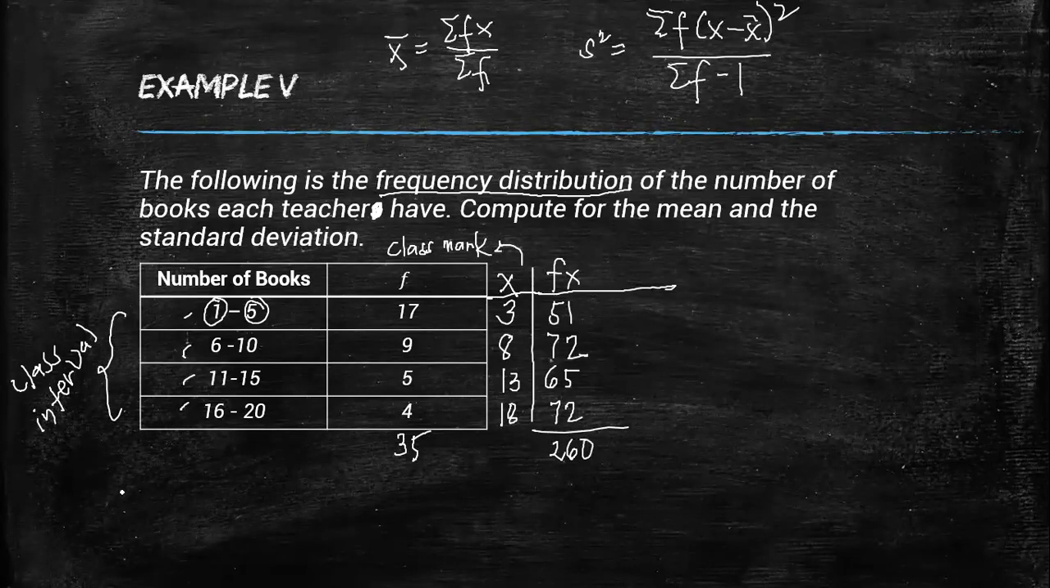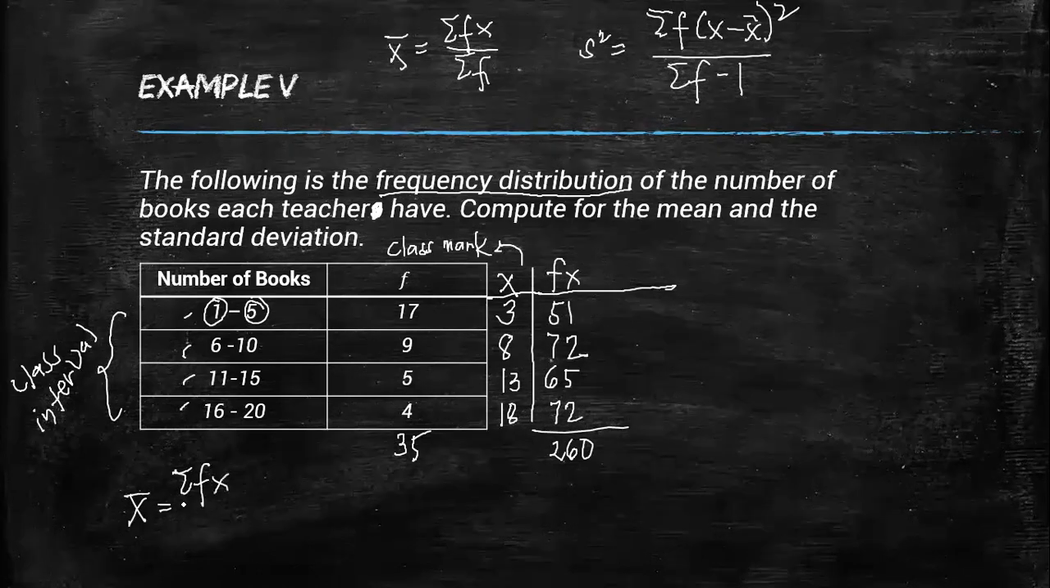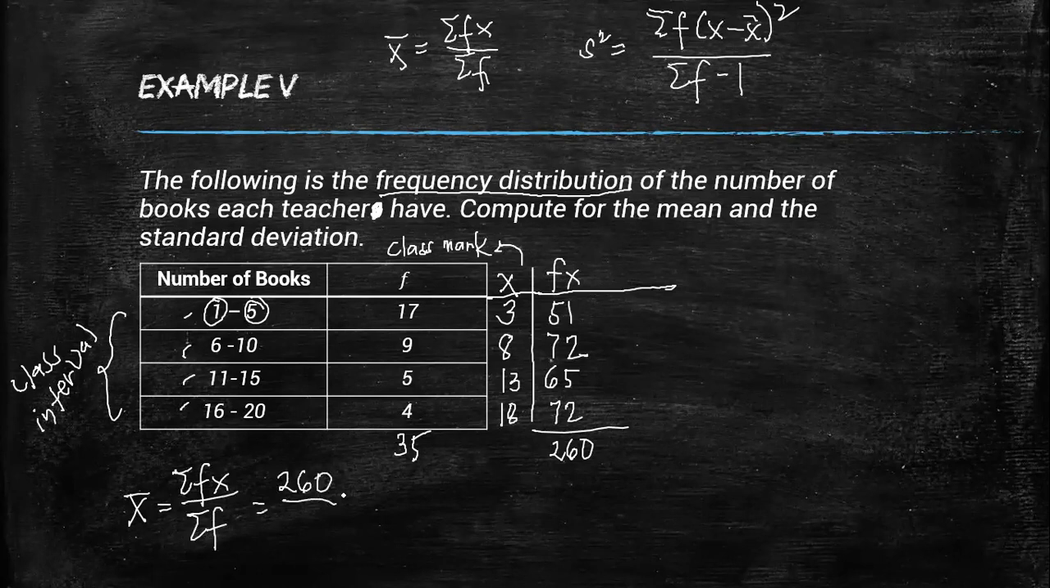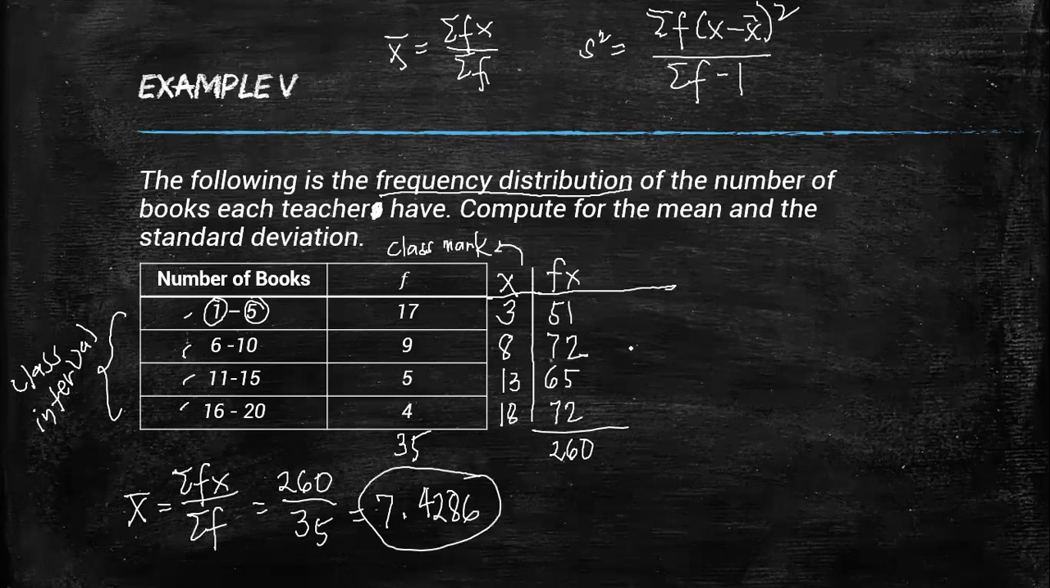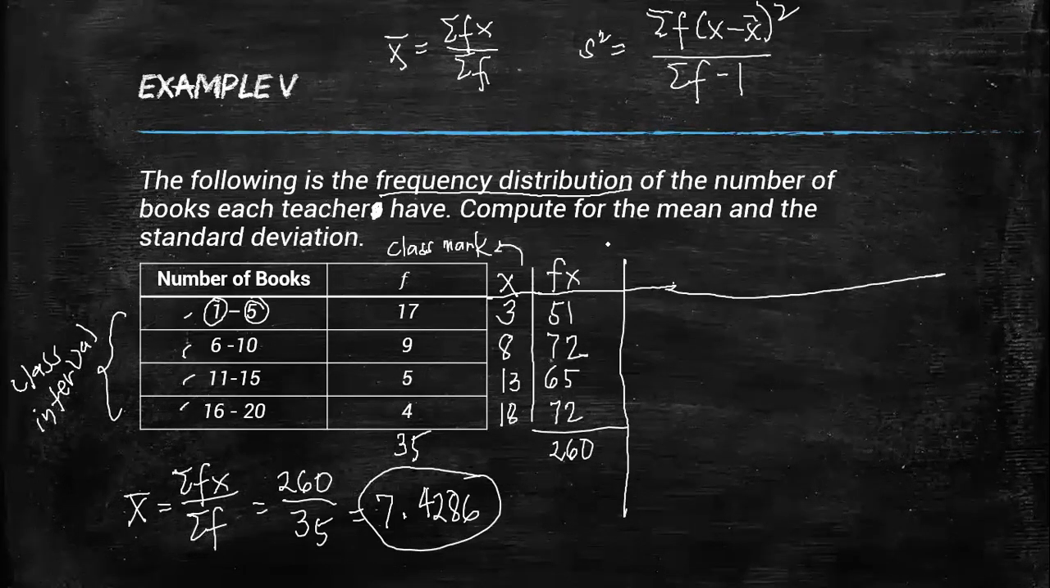Ngayon class, isolve natin using our formula. So x bar is equal to the summation of fx over summation of f. So that would be 260 divided by, ilan ang summation of f? 35. So 260 divided by 35, that would be 7.4286. Yan yung ating x bar. May mean na tayo. Naligtas na natin yung mean. Next step is hanapin naman natin si variance. And then later on, hanapin natin si standard deviation.